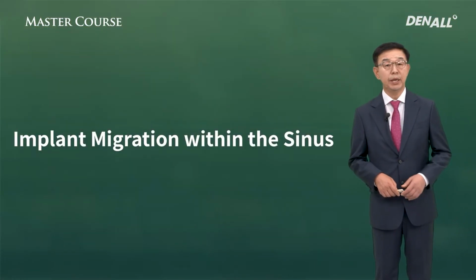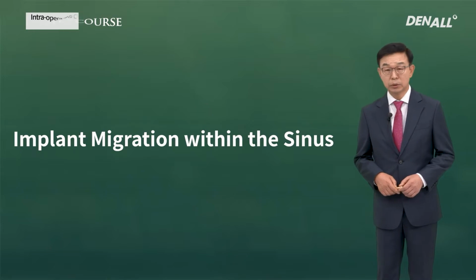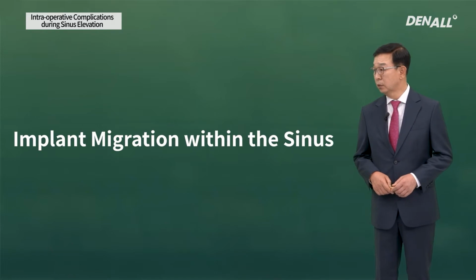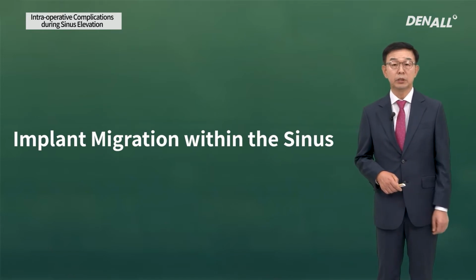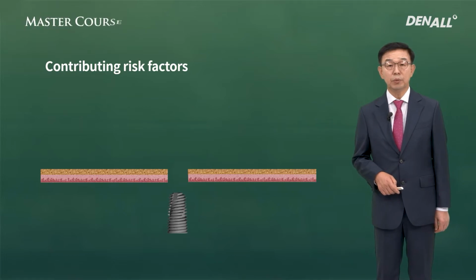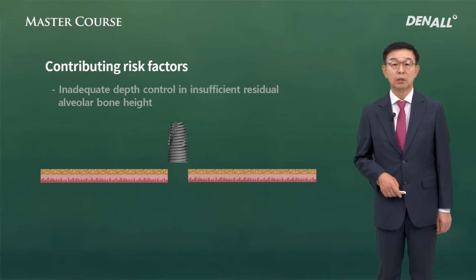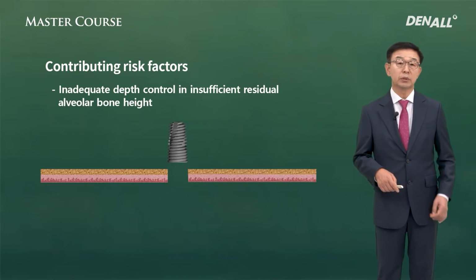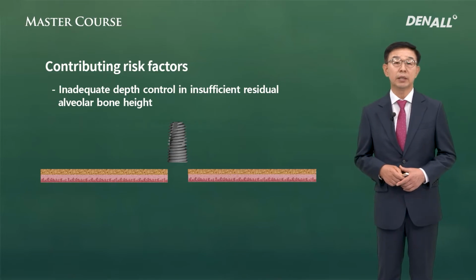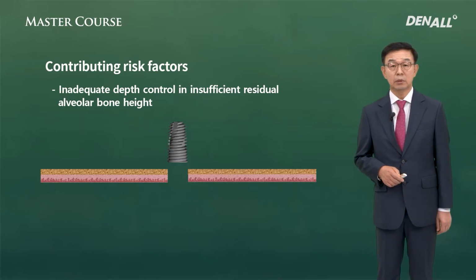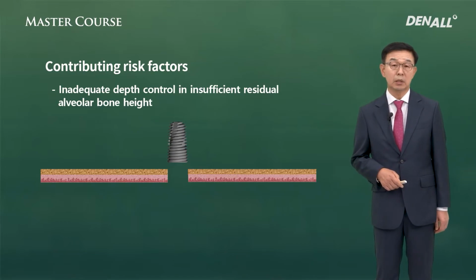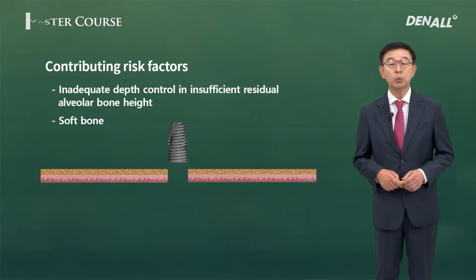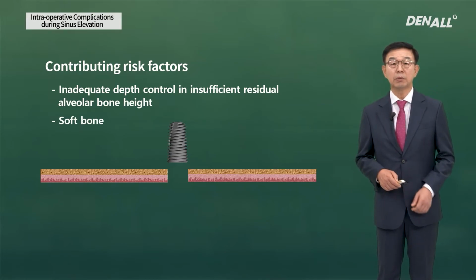Next, I'm going to talk about the case where implant migrates within the sinus. So, implant within the sinus. A more detailed explanation will be provided in the next section. In the case the implant falls within the sinus, there are 2 cases. After window approach or crestal approach, when you place the implant, depth control might not have been done properly. In those cases, implant can migrate into the sinus. Another case is where the bone is very soft, so it can fall easily into the sinus.